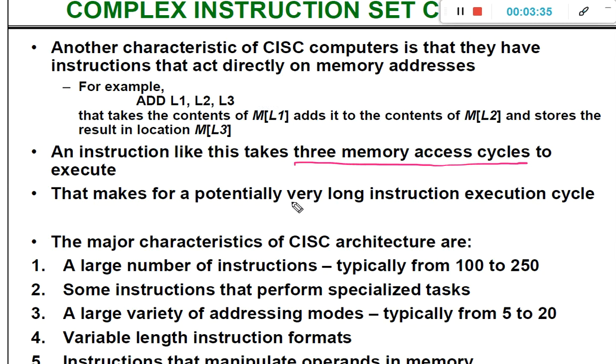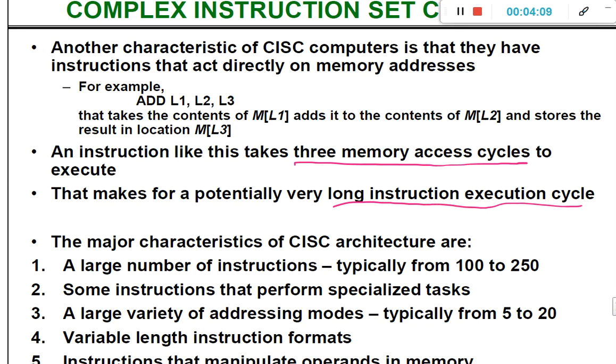Already we know that the main memory is slower than register memory. So during the execution of the instruction, if there are memory access operations, then definitely the execution of the instruction will be slowed down. That's why that makes for potentially very long instruction execution cycles. So the implementation of the CISC architecture is going to take a very long time to execute an instruction.